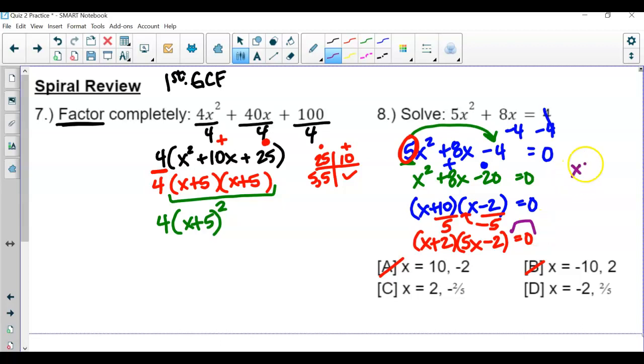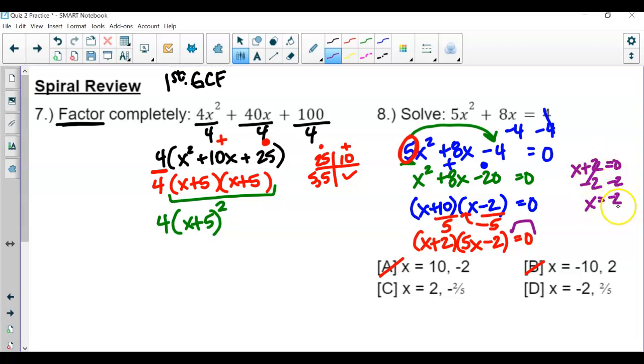Then remember, because we are solving for x, this is equal to 0. This is saying that x plus 2 is equal to 0, which if I subtract 2, you get -2. And this is 5x minus 2 equal to 0, which again, add 2 to both sides. 5x is equal to 2 and divide by 5, getting you 2/5. That's why, again, here the answer is D. And again, just that pattern of changing those signs, but that's because here we're solving for x, setting equal to 0.